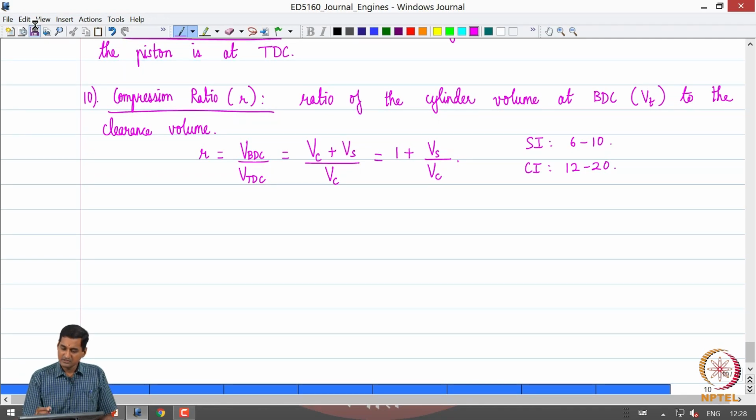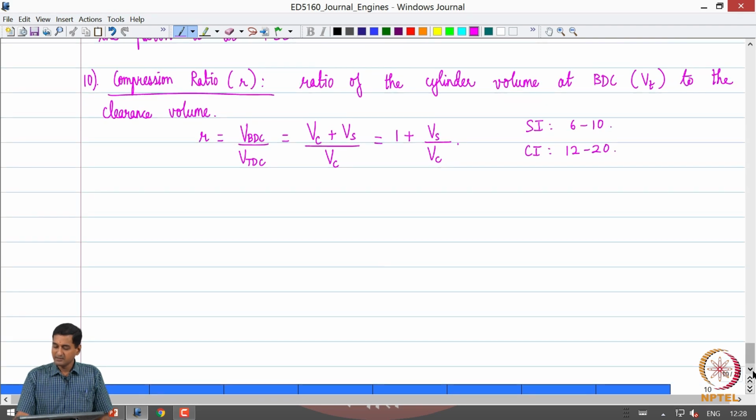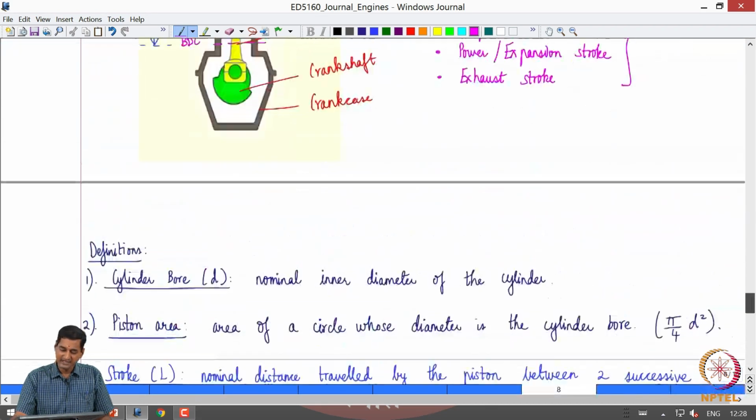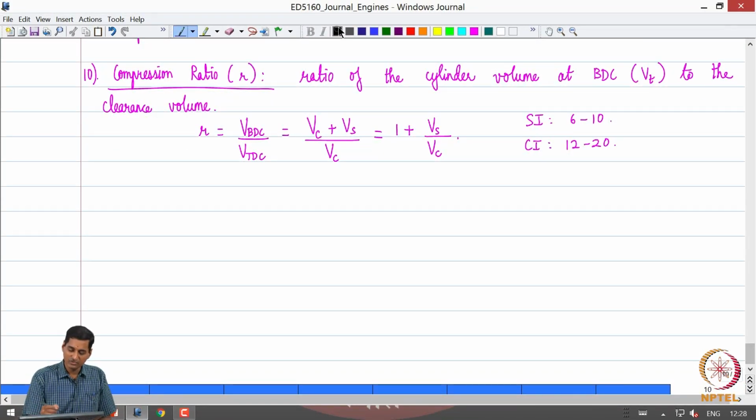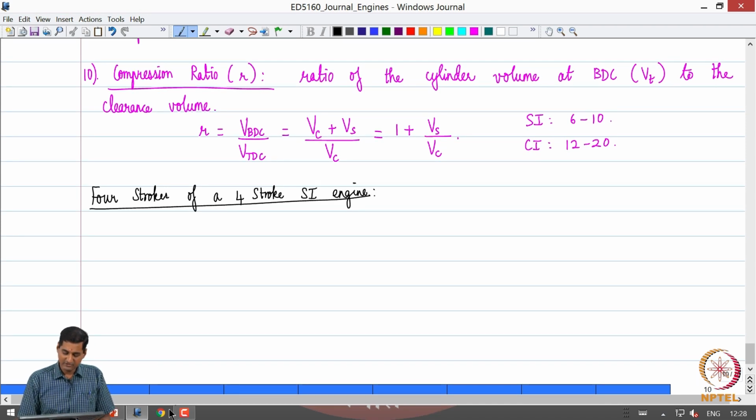So, moving on, let us now go back to the 4-stroke petrol engine and look at the strokes themselves. We are discussing the operation of this SI engine, we looked at this diagram. Now, let us look at the 4 strokes of a 4-stroke spark ignition engine. Let us see what happens in each of the 4 strokes.